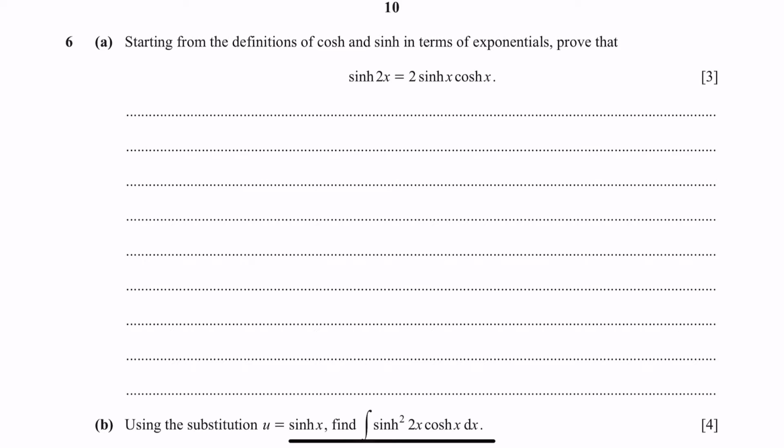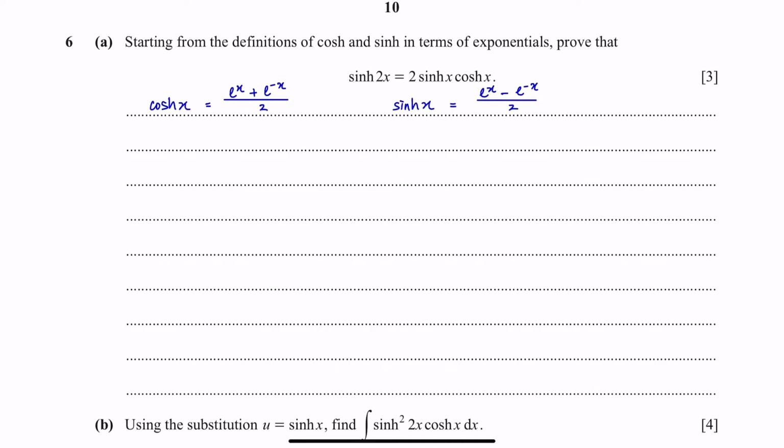For question 6, starting from the definitions of cosh and sinh, we need to prove this equation. So let's just write out what cosh x and sinh x are. So cosh x is e to the x plus e to the negative x over 2, and sinh x is e to the x minus e to the negative x over 2.